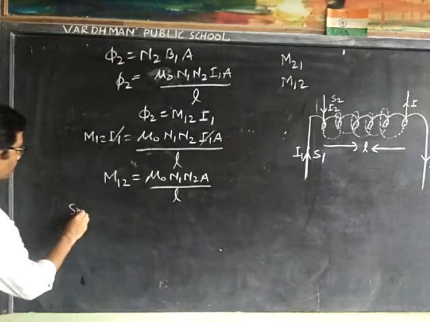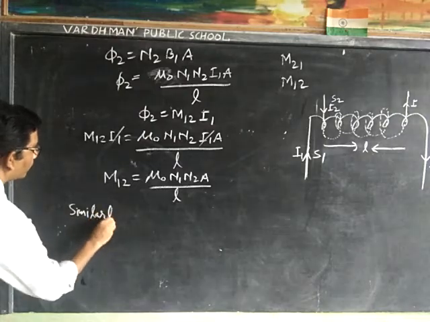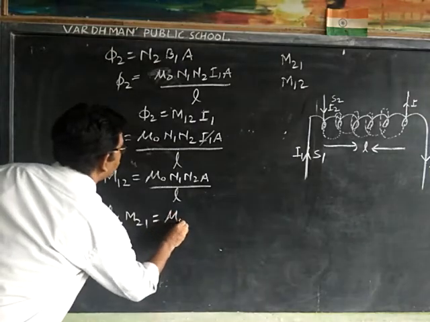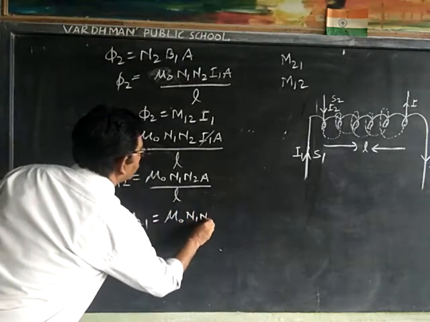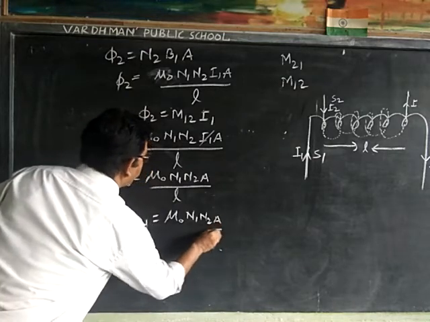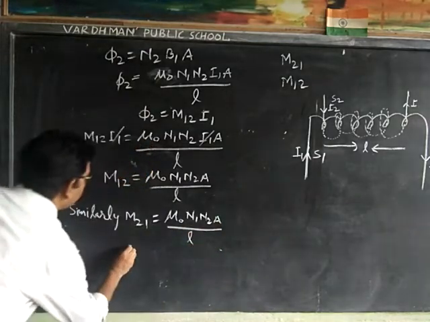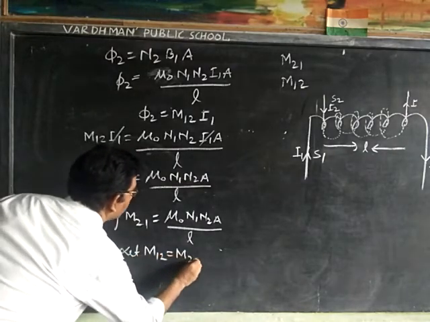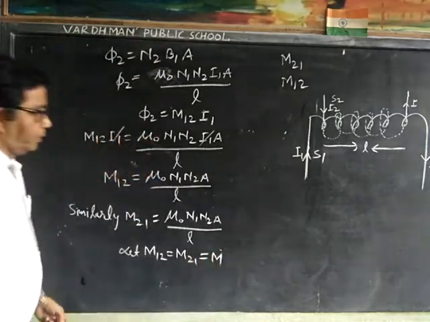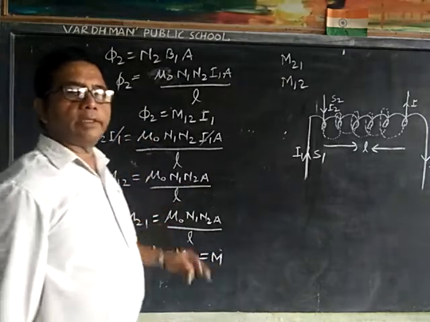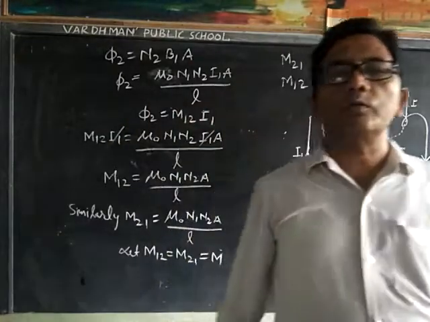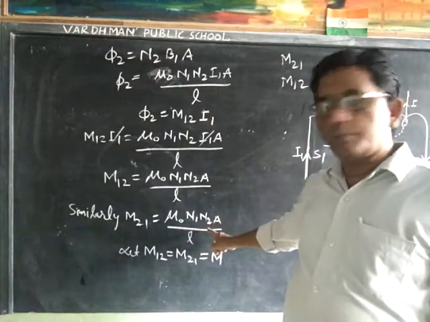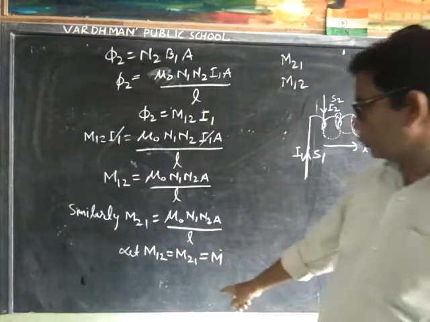Similarly, M21 equals mu 0 N1 N2 A upon L. Let M12 equal M21 equal M, because the right hand side is equal. So M is equal to mu 0 N1 N2 A upon L.